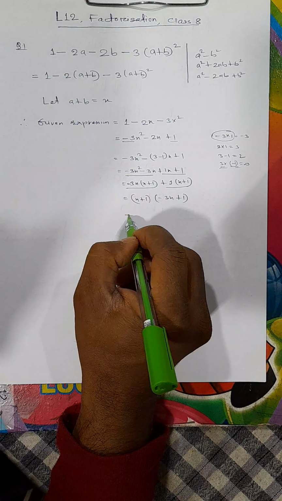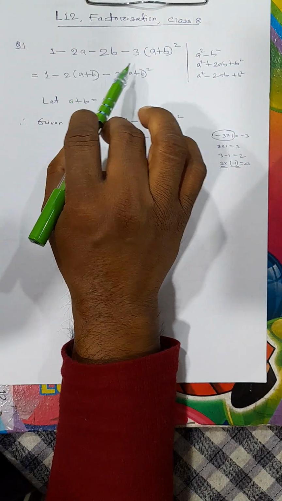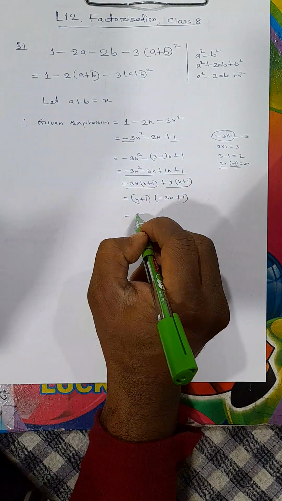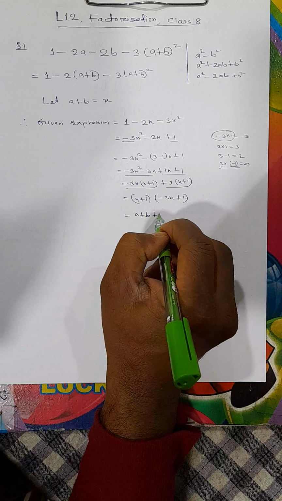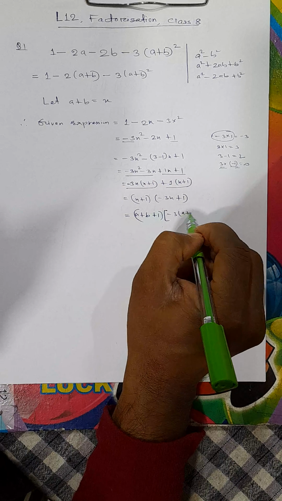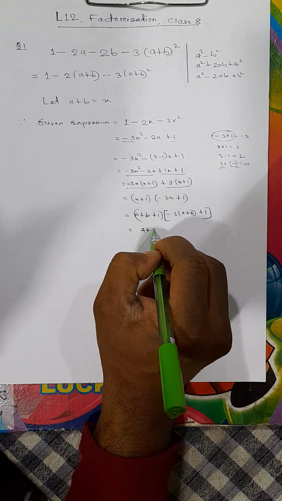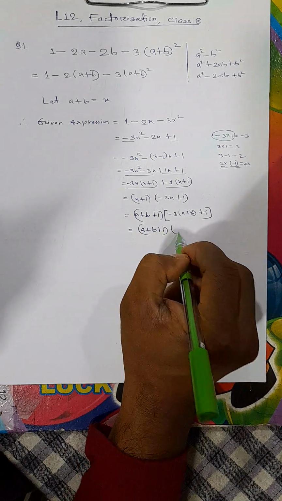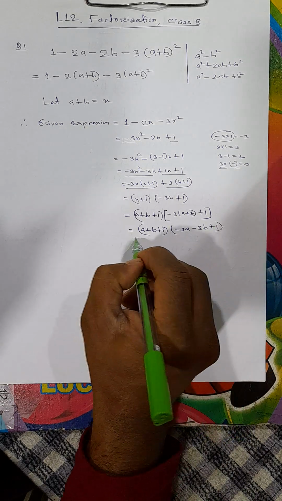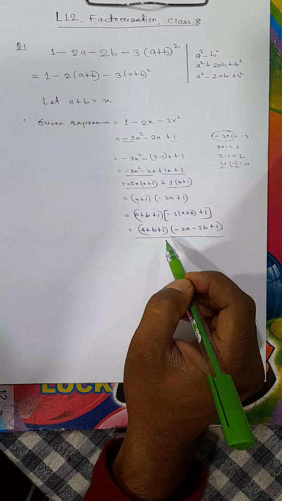Now we replace x by a plus b, because originally the sum was a plus b. So we will replace x here. x means a plus b plus 1, and this is minus 3 times (a plus b) plus 1. That means if you do further simplification, (a plus b plus 1) and (minus 3a minus 3b plus 1). So these are the factors of the given algebraic expression, right?